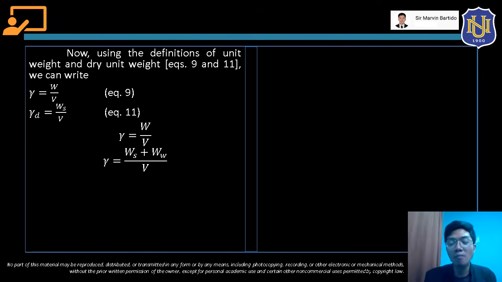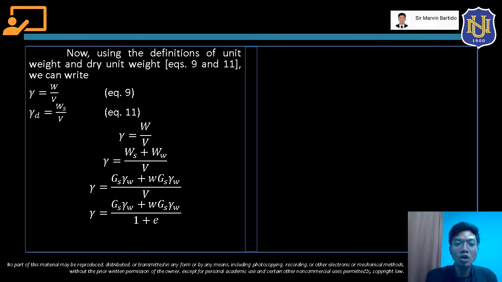So class, we now have the relationships for the weight of soil solid and the weight of water. The weight of soil solid is equal to Gs times gamma W plus the weight of water, which is water content times Gs times gamma W. And then here, the volume is the total volume, right? And the total volume is 1 plus e.